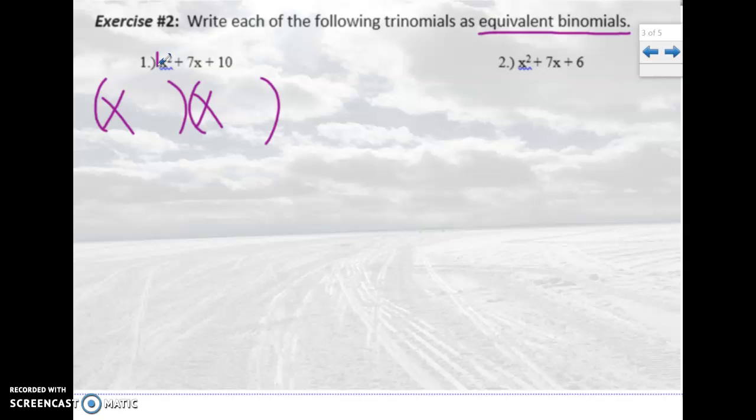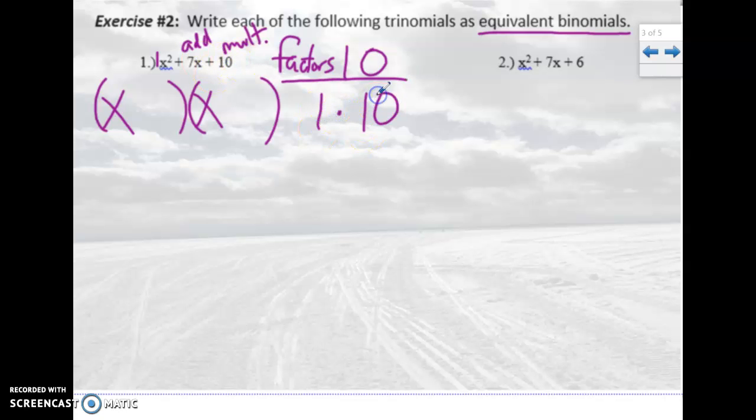Now how do we come up with those numbers? Well, remember we said we added to this number and we multiplied for this number? Well, what we want to do is make a factor list. We want to write the factors of 10. And so that's as simple as just doing 1 times 10, 2 times 5, 3 times no other whole number gives you 10, nor does 4, but 5 times 2.